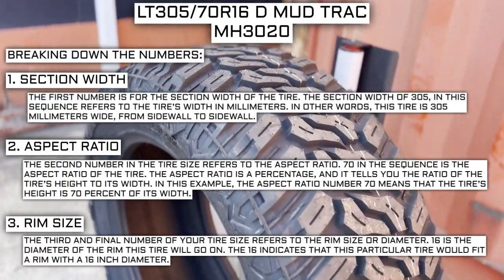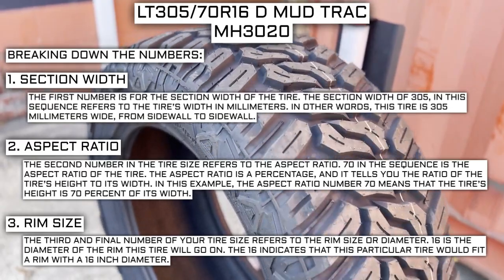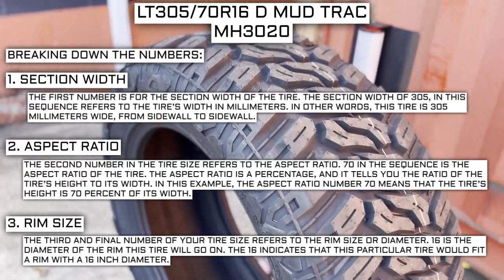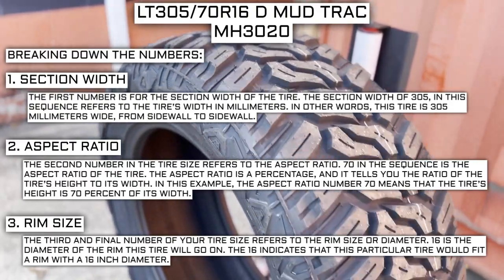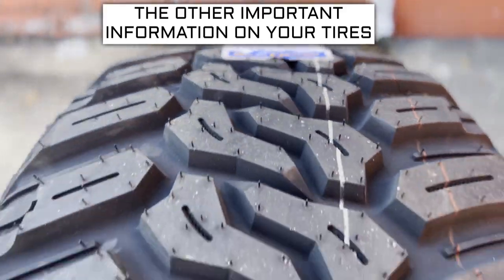So for example, if you find a fantastic deal on a set of 265/70R17 tires, you absolutely cannot use them in place of your current 265/70R16 tires, unless you are actually changing the rim size also, from 16 to 17. Now, let's get into the other important info on a tire.